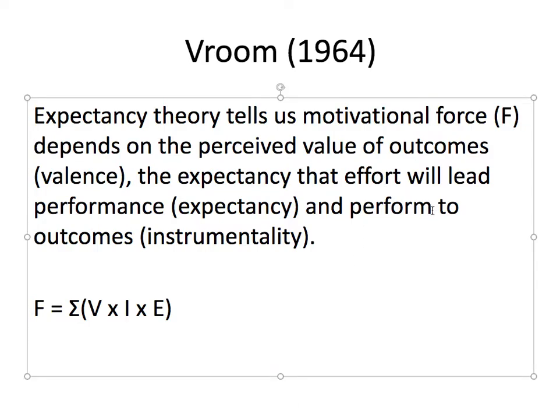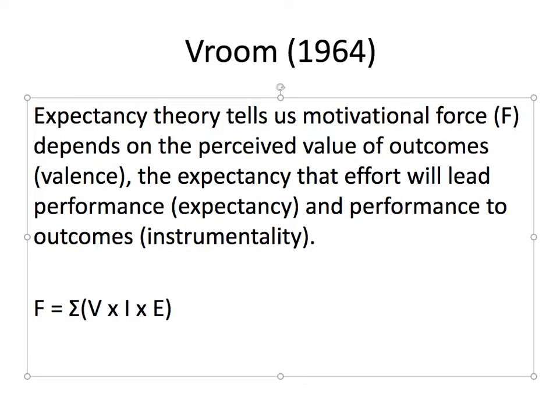And if there's any weakness here, if there's any flaws in this chain of thinking, people won't be motivated to do something. In fact, mathematically, you multiply each of these elements, which means if any one of them is 0, the net result is 0. So let's just give you an example.